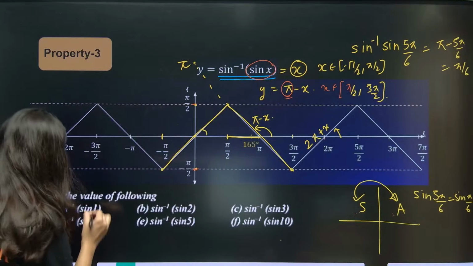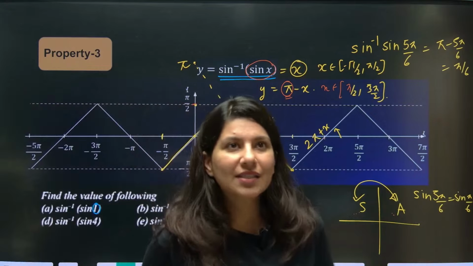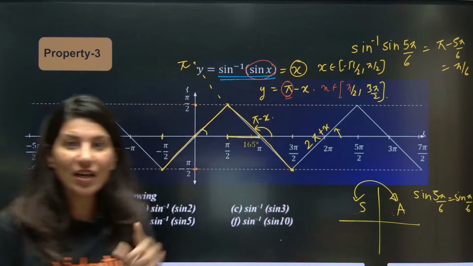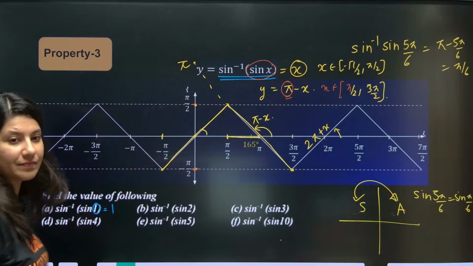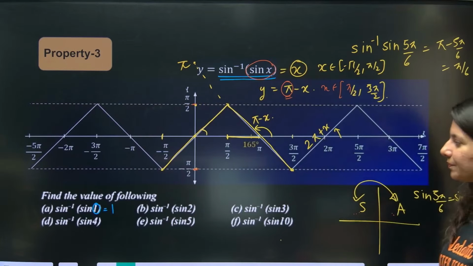Sine inverse sine 1. Tell me, 1 lies where? Ma'am, 0 to pi by 2. Pi by 2 is 1.57. So sine inverse sine 1, 1 is lying in first quadrant. So this will become just 1. Start solving questions now.